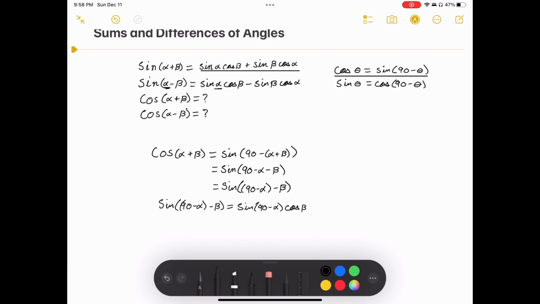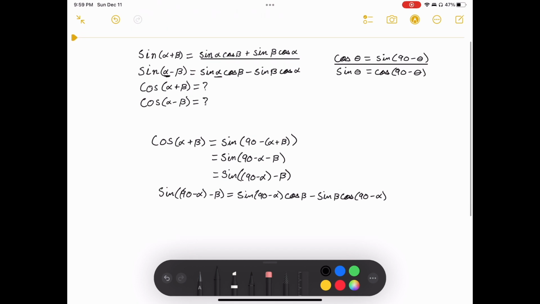And once again, how do we simplify this? Well, we're going to come right back to these two identities up here. We know that the sine of 90 minus alpha is equal to the cosine of alpha. So what we get is the cosine of alpha cosine beta minus the sine of beta. And once again, we know that the cosine of 90 minus alpha will be equal to the sine of alpha. So we get sine of beta multiplied by sine of alpha.